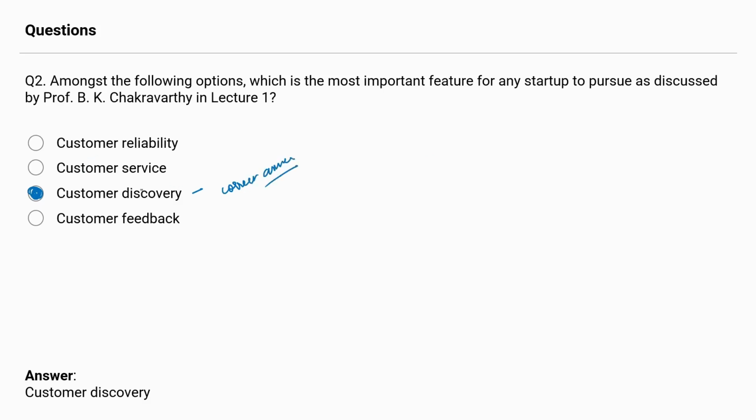Okay. Now, if you see the other options, customer service, customer feedbacks, now these are also equally important, right? These are very much critical. But the very first step, the critical step, is to discover your customers.